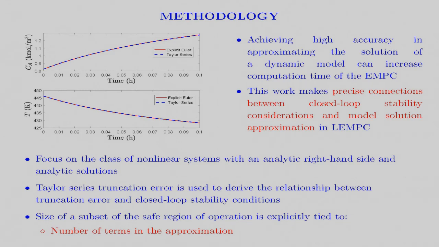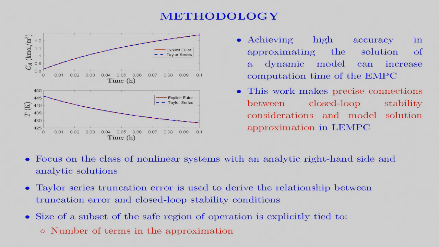The specific methodology employed in this work is to focus on a class of nonlinear systems with an analytic right-hand side and analytic solutions. Then, a truncated Taylor series approximation of the solution of the dynamic model is used in the controller. The control formulation is analyzed for closed-loop stability considerations, with the truncation error for Taylor series allowing derivation of a relationship between the approximation of the process dynamics and closed-loop stability considerations.